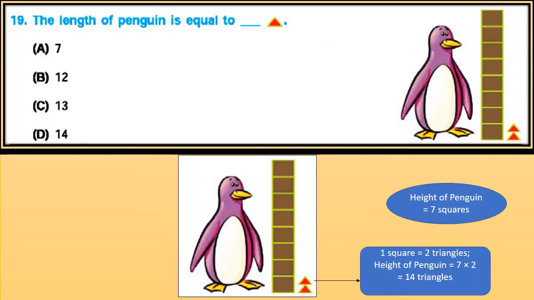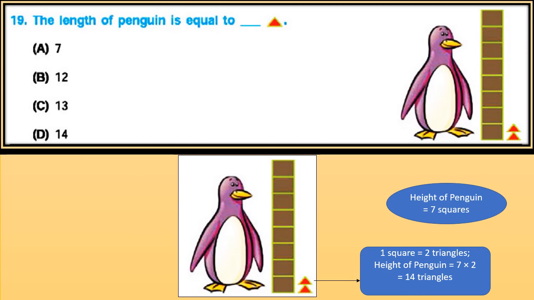The length of the penguin is equal to dash triangles. Now see the figure on the right side. Now the length of the penguin is given in terms of number of squares. So we see that 7 squares is the length of the penguin.